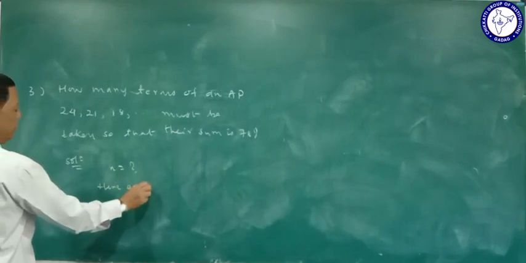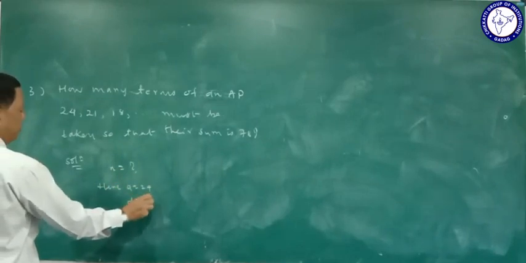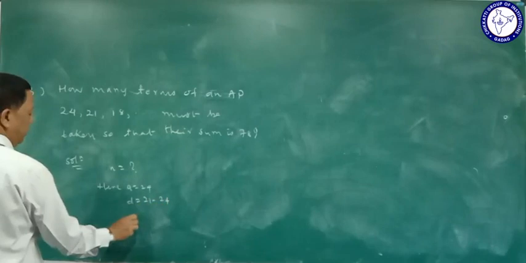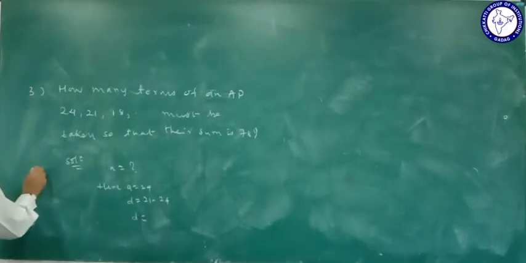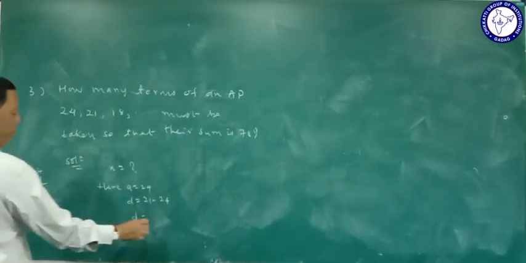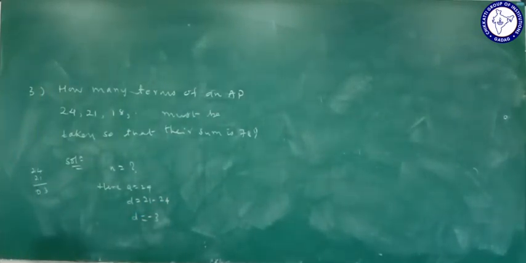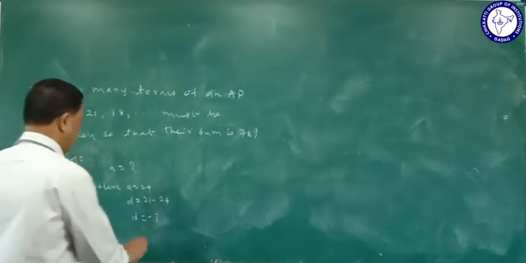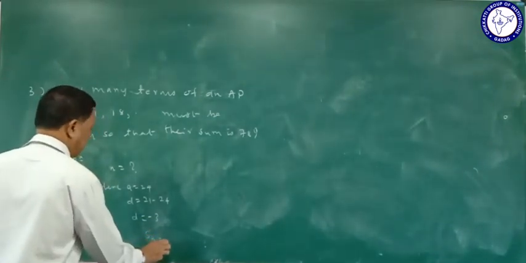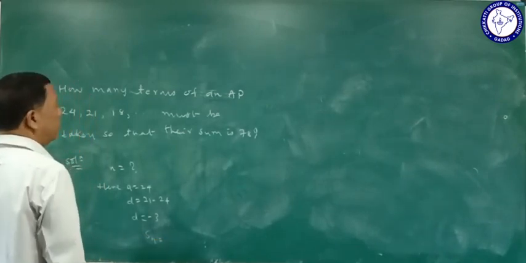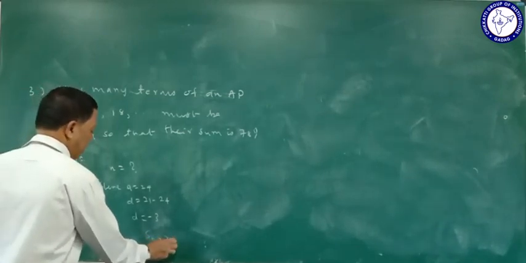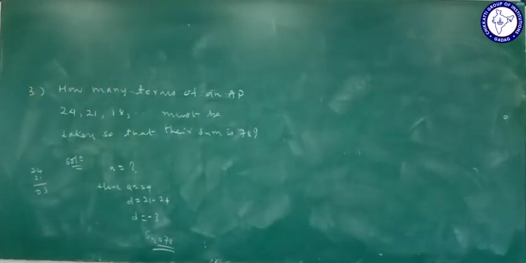Here the first term is 24, the common difference is 21 minus 24, that is d equals minus 3. Here Sn is also given: so that their sum is 78, the sum of n terms, Sn is equal to 78.